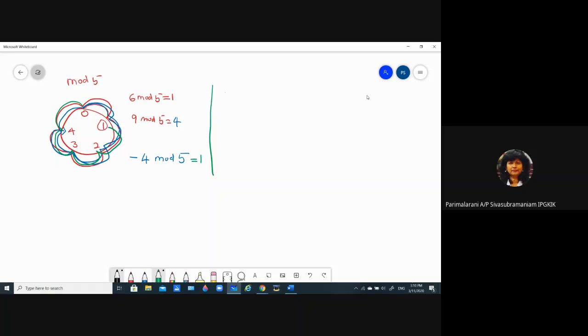6 mod 5. You know that 6 is equal to 1 times 5 plus 1. So there's one multiple of 5, because mod 5 means divided by 5, plus 1. This is the remainder. So this is 1. 9 mod 5. That means how many multiples of 5 are there in 9? 2 times 5 will be 10, so it's 1 times 5 plus 4, which is 9. So there's one multiple of 5 and a remainder of 4 inside 9. So 4 is the remainder.